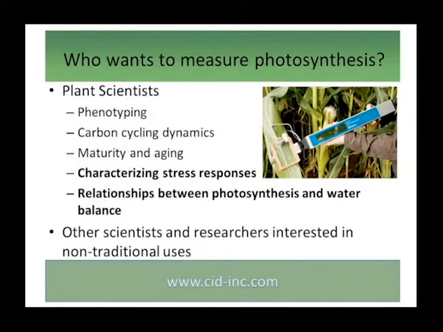So who wants to measure photosynthesis? Primarily, plant scientists are interested in photosynthesis measurements, more specifically those interested in phenotyping, or carbon cycling dynamics, or maturity and aging. Very often, I see the handheld photosynthesis system used to characterize stress responses or to study the relationship between photosynthesis and water balance. Other scientists and researchers interested in non-traditional uses also use the instrument and measure photosynthesis.